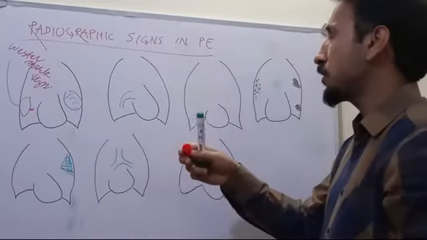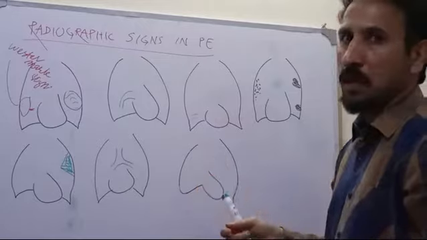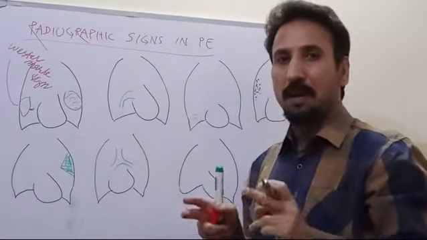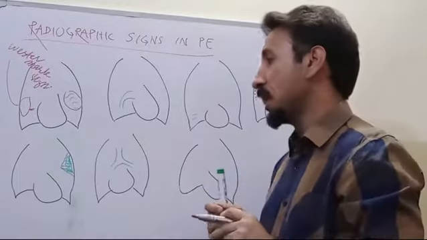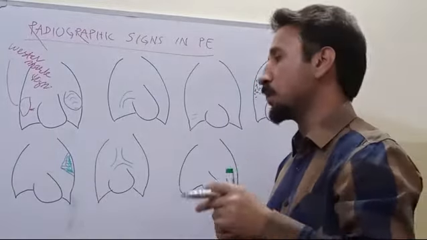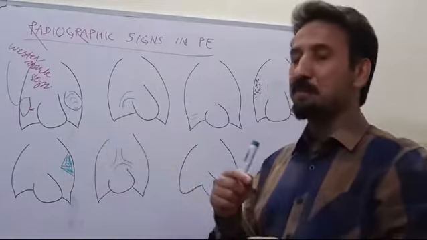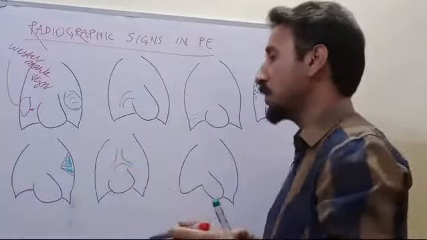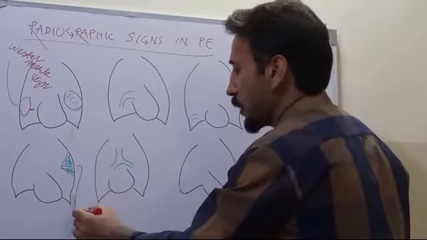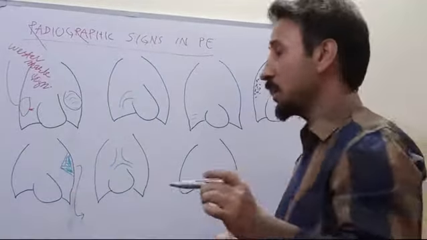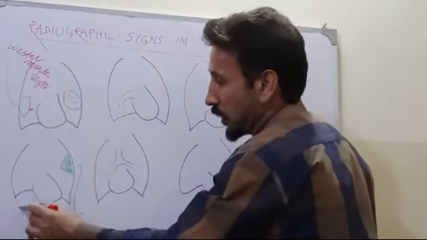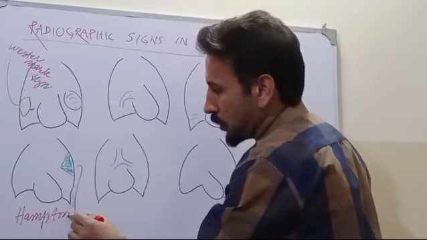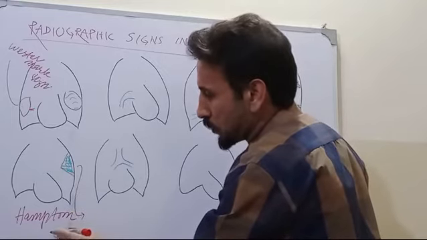The second important radiographic feature is the wedge-shaped opacity. A pleural-based wedge-shaped opacity may be appreciable in a patient with pulmonary embolism, and this actually represents the infarction. This is called the Hampton Hump sign.